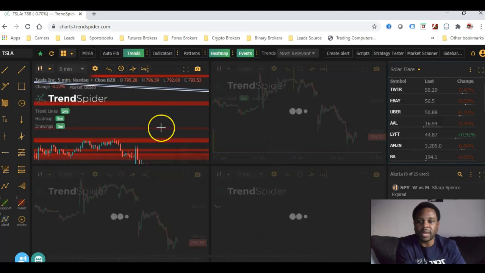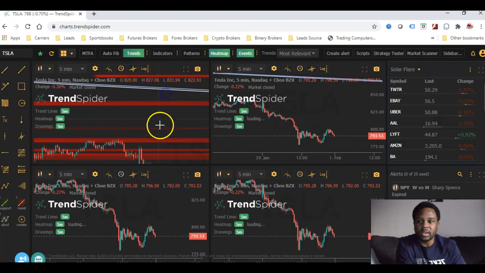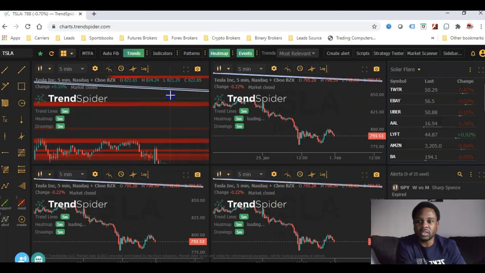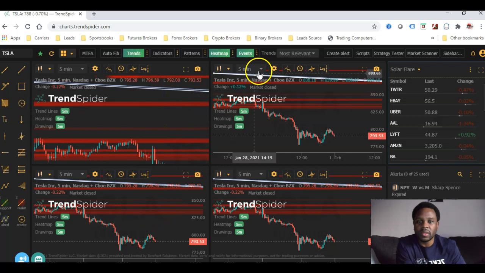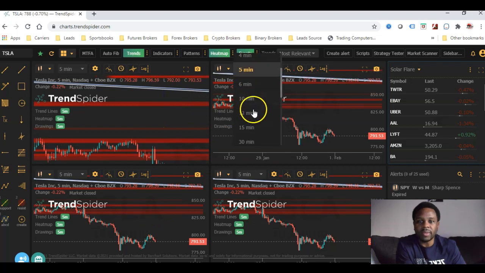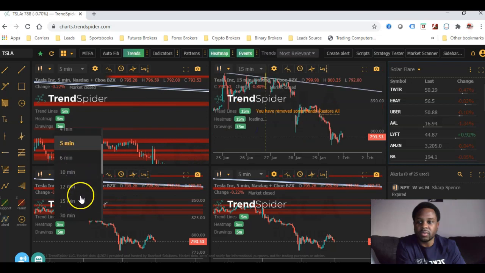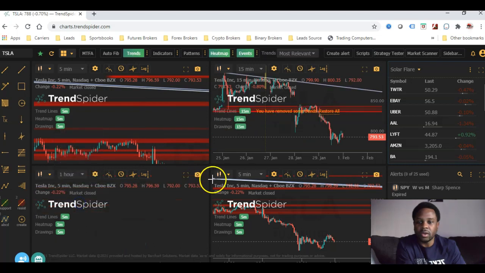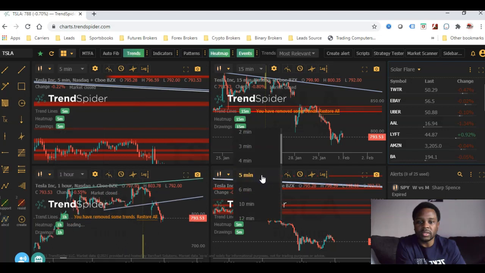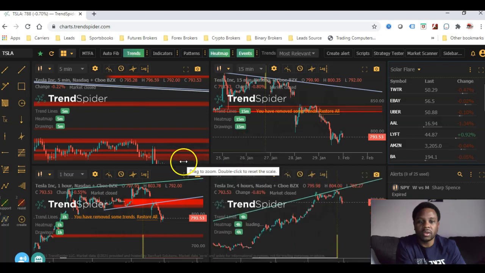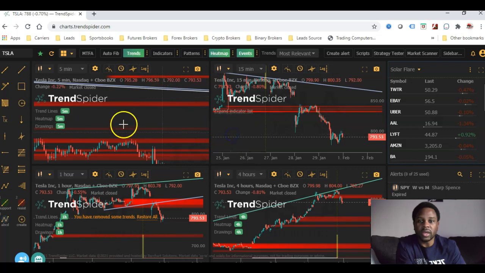I'm doing this on my laptop. I wish I was doing it on my larger monitors so you can kind of see what I'm talking about. But let's see, 5 minute, make that a 15 minute. We're going to make this an hour, and we'll make this a 4 hour. So you can see clear confluence here in all of those areas.